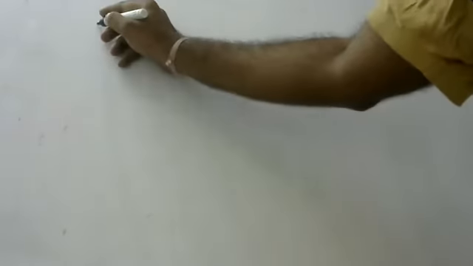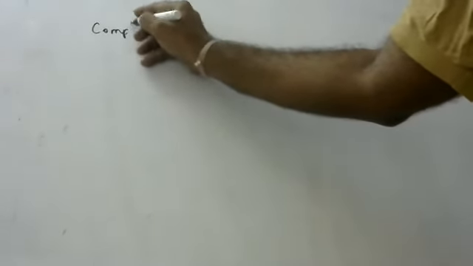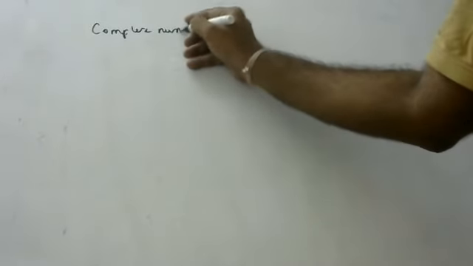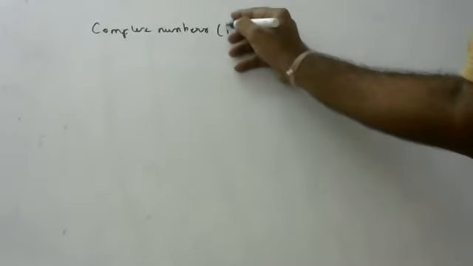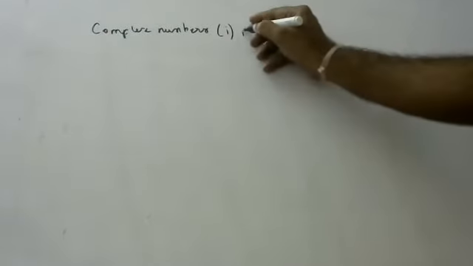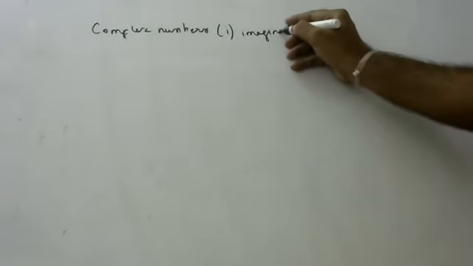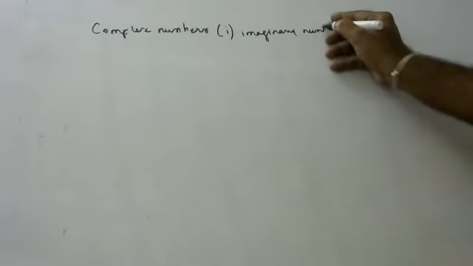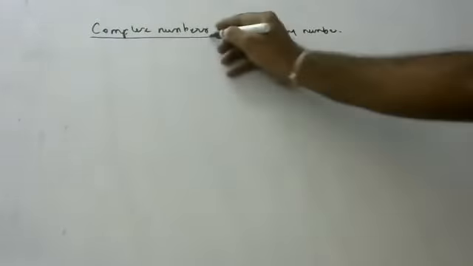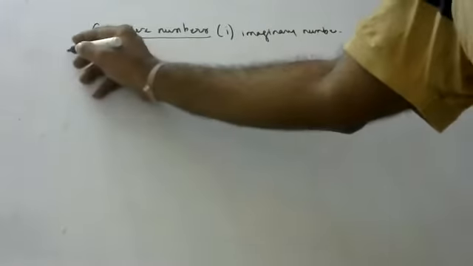So children, today we'll discuss complex numbers. In complex numbers, we'll discuss the concept of i. i means imaginary number. Okay. So slowly I will say, listen children.